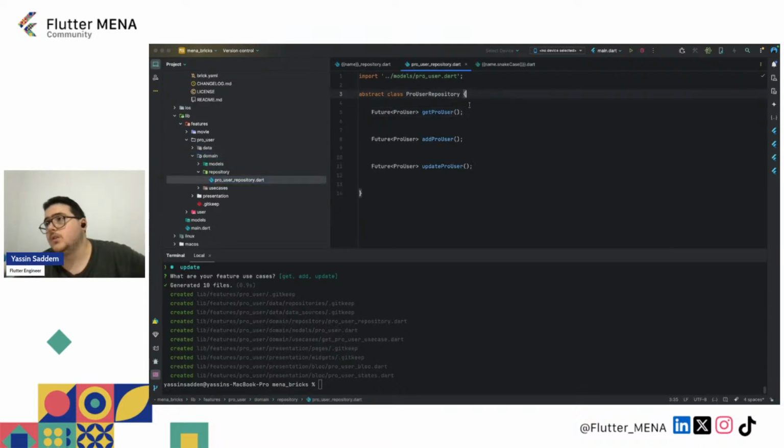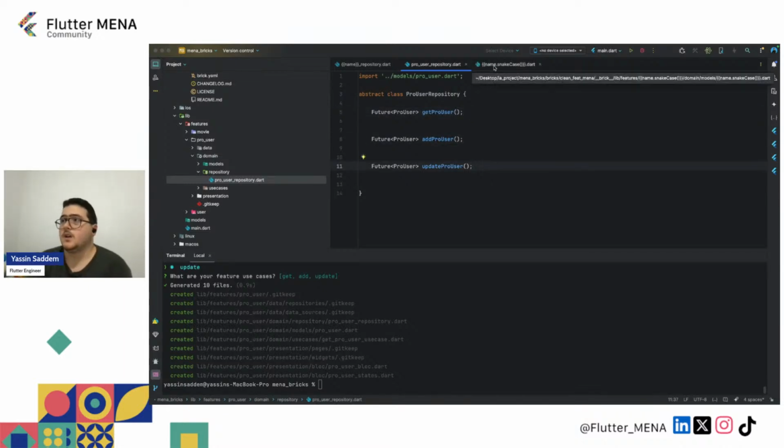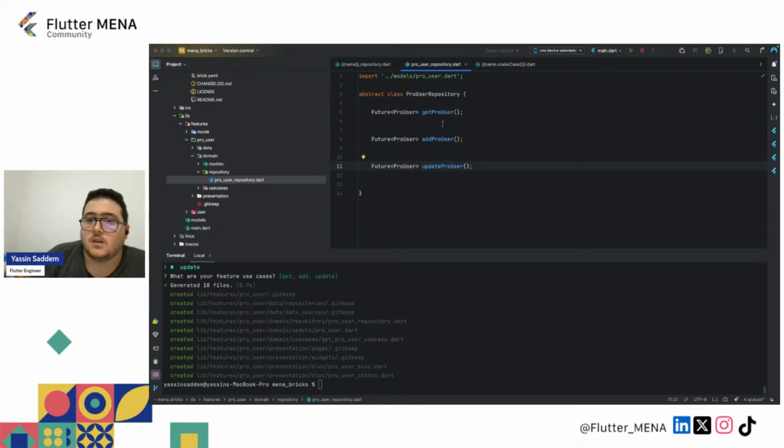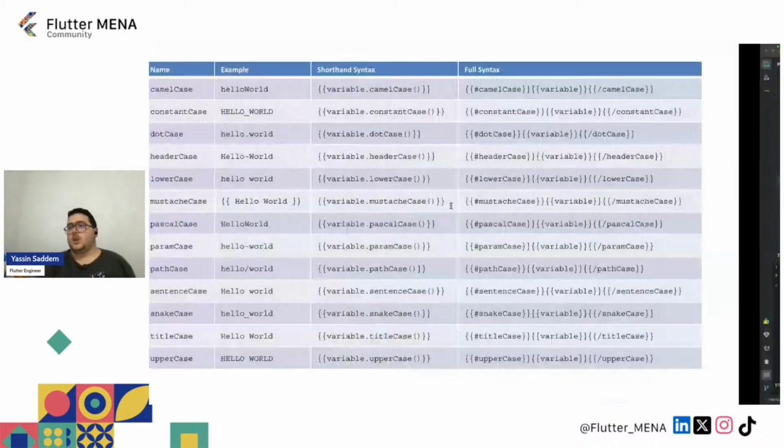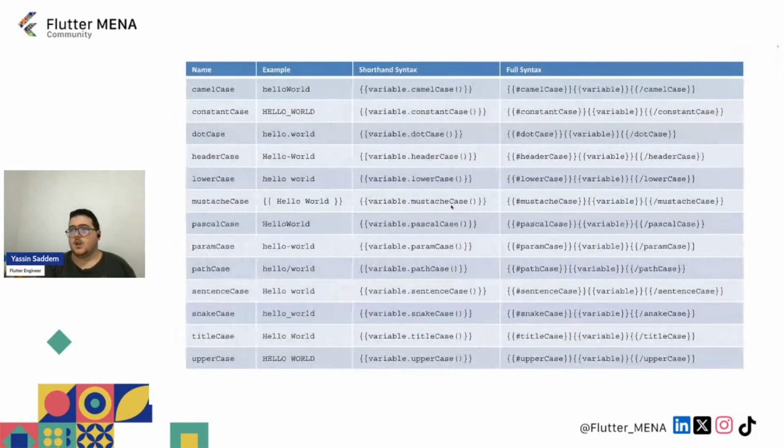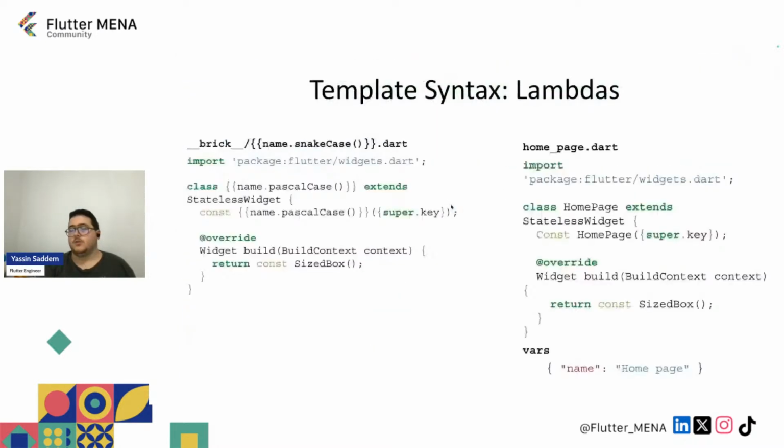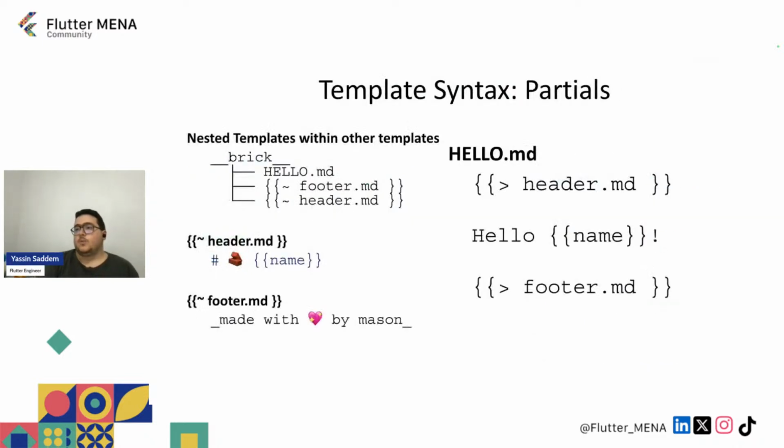everything goes well. Here we get our get add update method. We just respect the naming convention, and I think we did great, like an example to understand more about Mason bricks and generating templates. So we can also use partials.